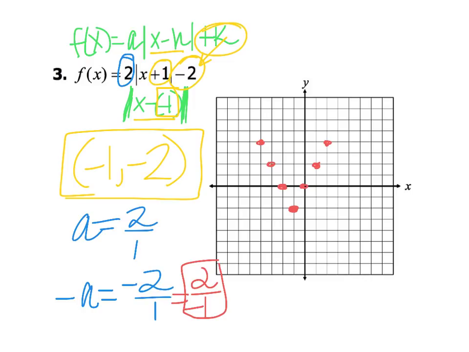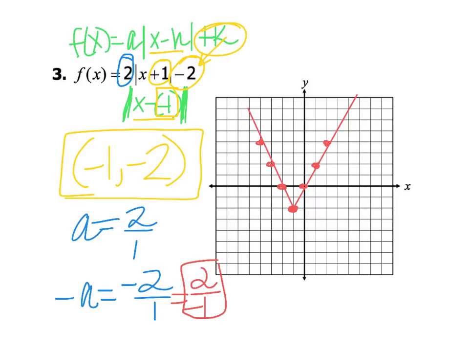Now we just want to connect the dots. So we've got this side, connect the dots over here, draw our arrows going in both directions, and there is the graph of our absolute value function. And we graphed it easily using vertex form. We didn't have to make a table.